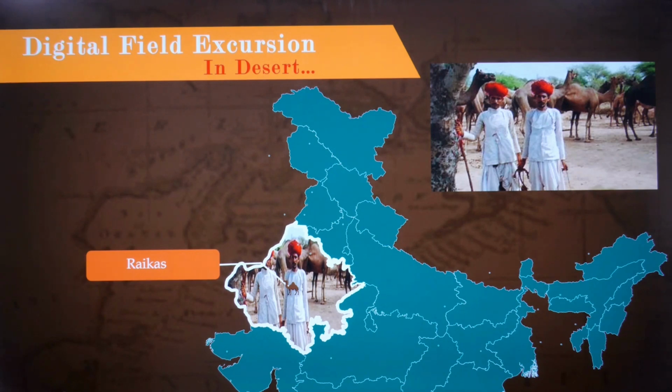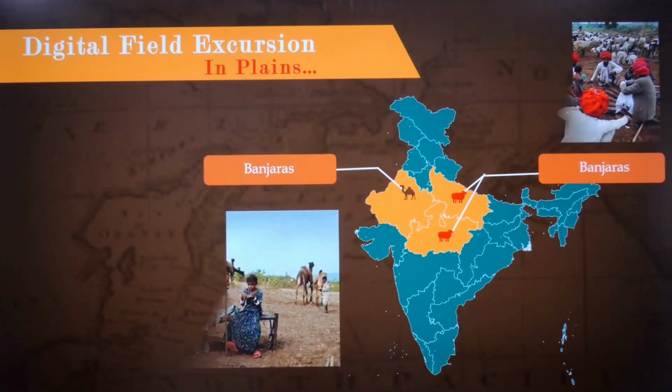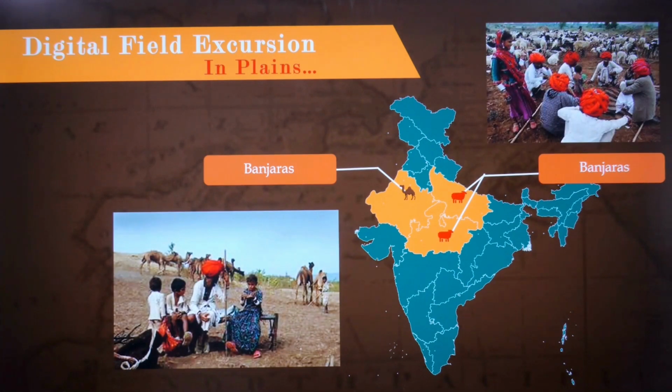This is Rajasthan. We observe Raikas in Rajasthan. And then in plain regions, we observe Banjaras in East Rajasthan, Banjaras in Uttar Pradesh and Madhya Pradesh.